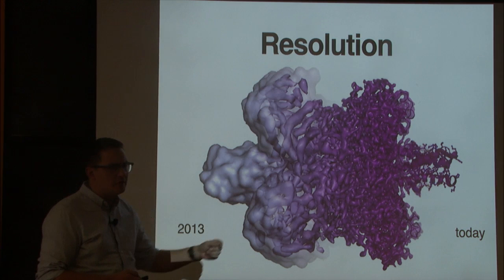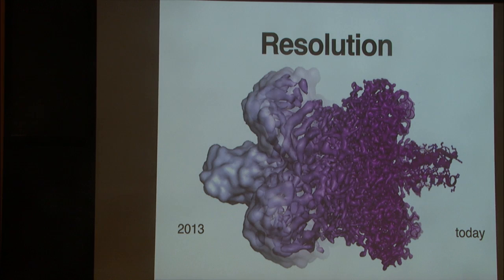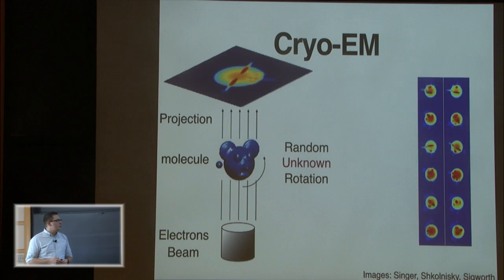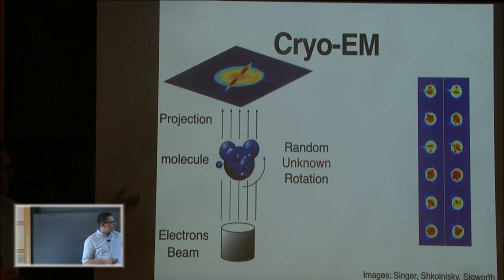But this is what we want to do. This is a biomolecule, so we want to understand proteins, so we want to understand how they bind. Here's a cartoon version of what's happening. Here's your molecule, and it's subject to an unknown rotation. Your electron beam is shooting through it, and what you see is this two-dimensional projection, right?